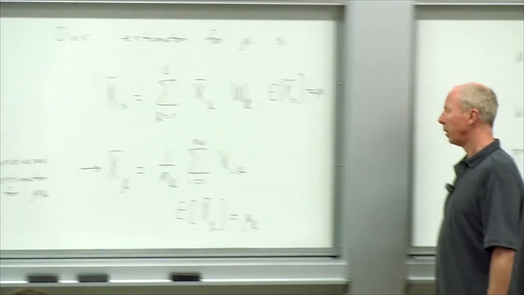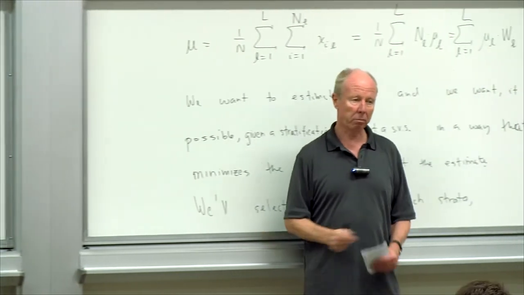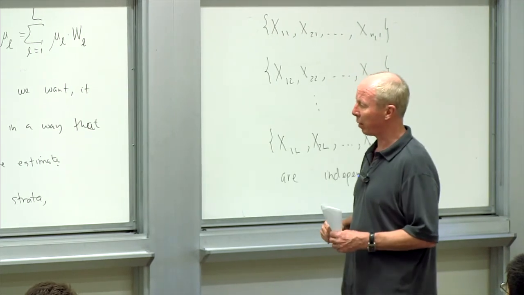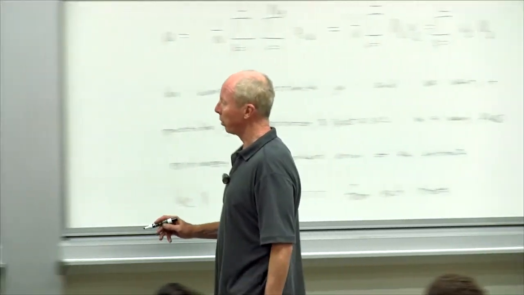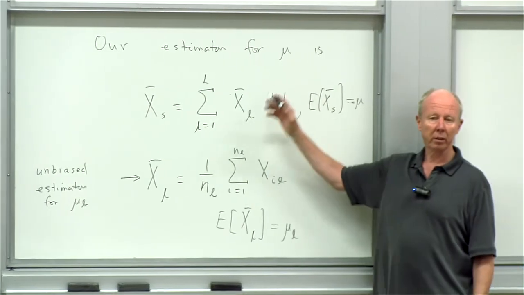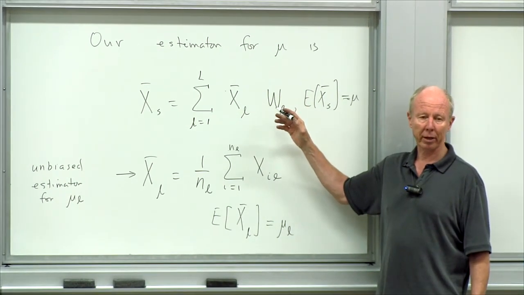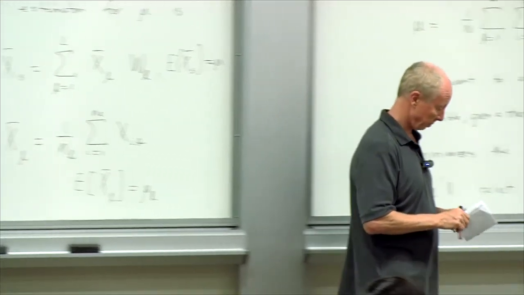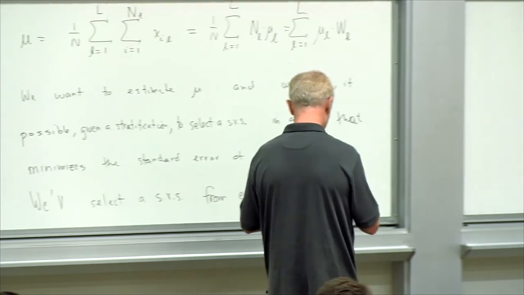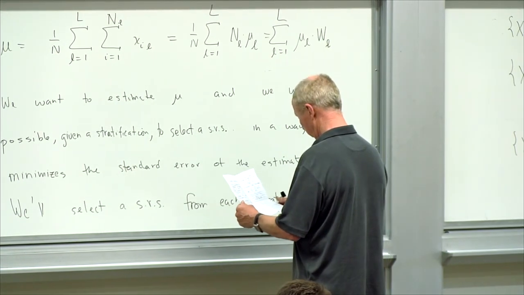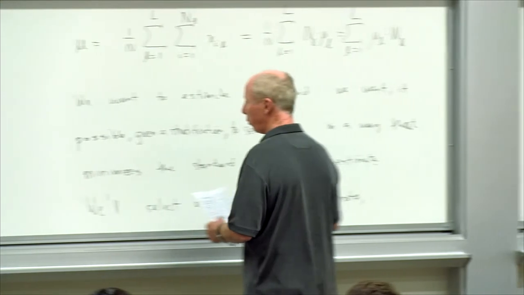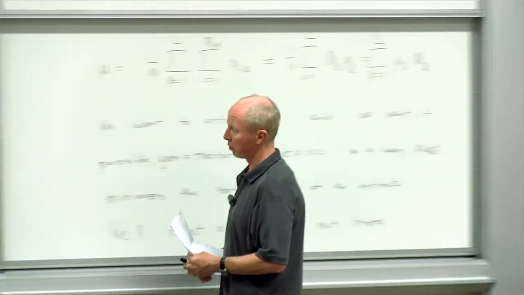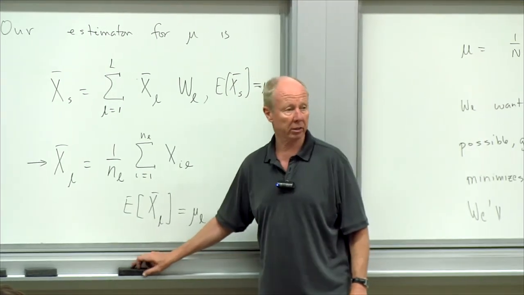So you just take sample averages in each substrata, in each strata, I should say. Each subpopulation is a strata. Take sample averages in each strata, weight them according to the proportion of the individuals in the total population in that strata, and that gives you an unbiased estimator for the total mean. Okay? Okay, now using the independence from set to set, we can get an expression for the variance of X bar S.